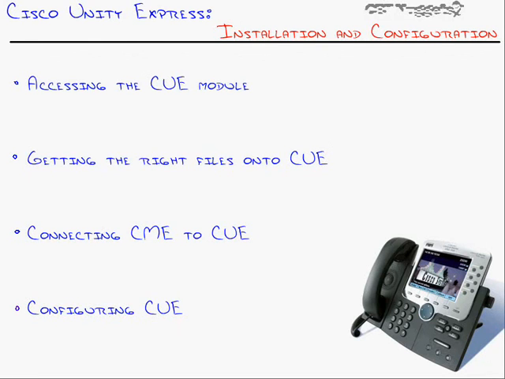So that wraps up our world of Unity Express. To hit the high points, we have gone through and accessed the CUE module to where we are able to get to it from CME using the service engine and service module combinations. We then got the right files onto CUE, copied over the license files, the new upgraded version of CUE using the software clean install process. We then connected the CME to CUE using that SIP dial peer and getting that created and going. And then finally, we walked through the initialization wizard to configure CUE and prepare it for the IP phones on our network. I hope this has been informative for you, and I'd like to thank you for viewing.